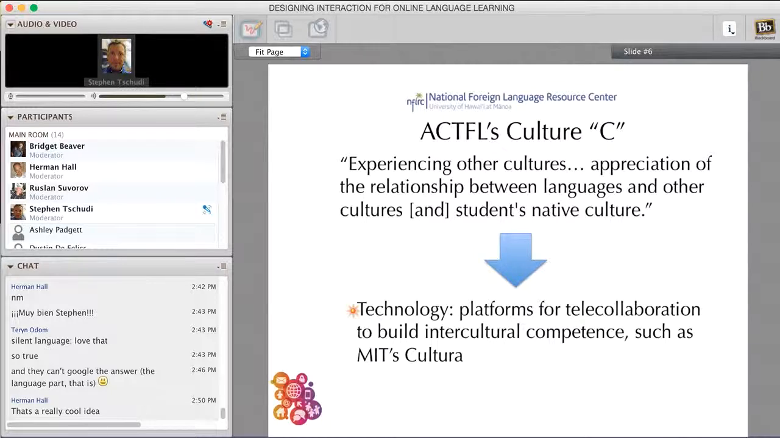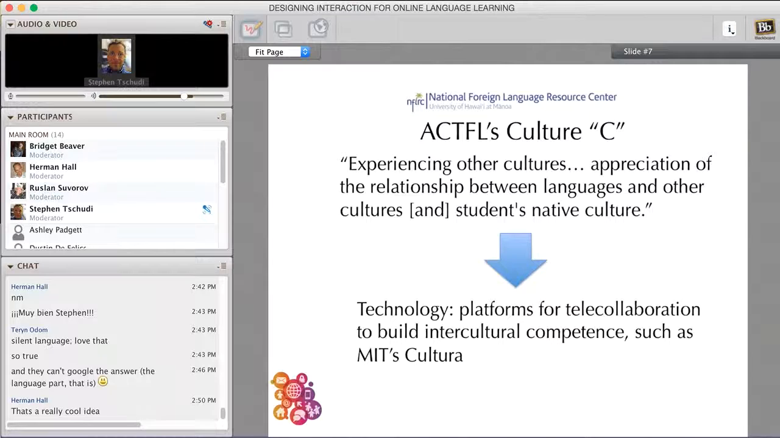So Cultura is really a fascinating model for intercultural communication and has several features to it that allow some adaptability in terms of student level. So I encourage you, and I've given a link to Cultura in the TED Ed lesson in the Dig Deeper.